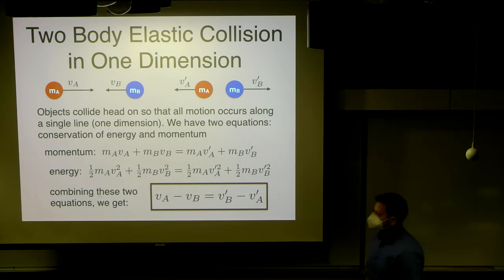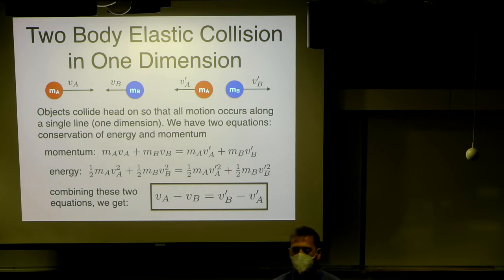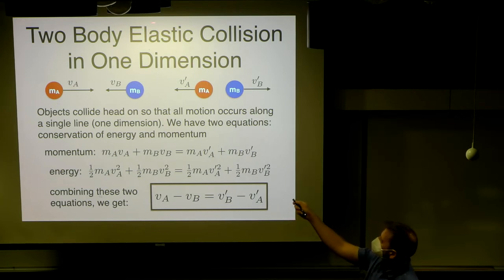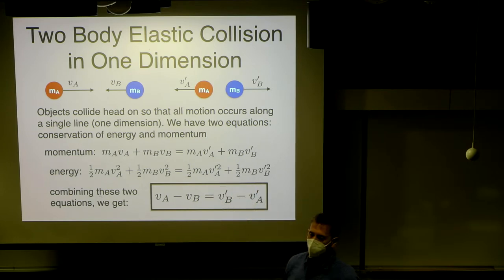Now, what I want to do next is derive this result that you see in the box, okay? So it turns out with elastic collisions, the math can get a little bit complicated. So we're going to restrict ourselves to one-dimensional collisions, that is, where all the motion happens along a straight line. Okay, so what we're looking at here is a two-body elastic collision in one dimension. Okay, let's break that down. Two bodies are involved in the collision, two objects, we'll call them A and B.